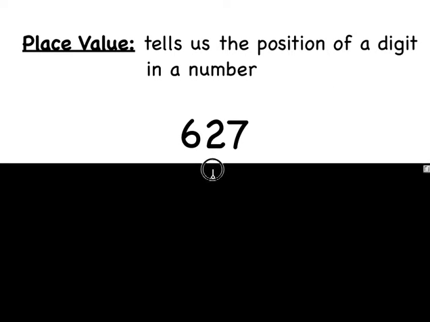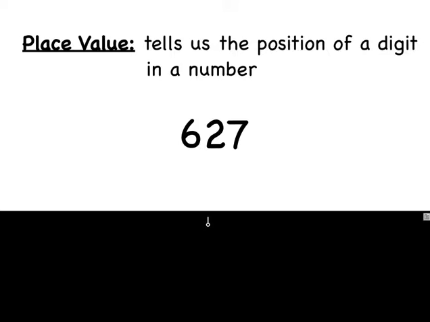So let's look at the number 627. In this number there are 3 digits, a 6, a 2, and a 7, and they are each in their own spots. The 6 is all the way to the left, 7 is all the way to the right, 2 is in the middle. If I rearrange their spots, I wouldn't have the number 627 anymore. So their position in this number is important.